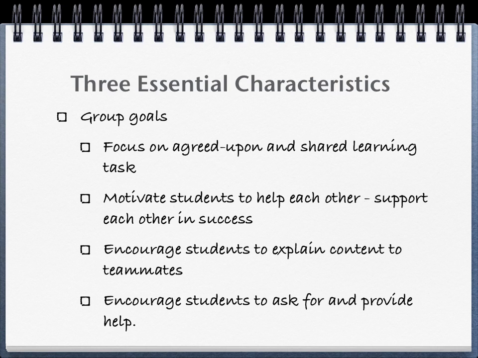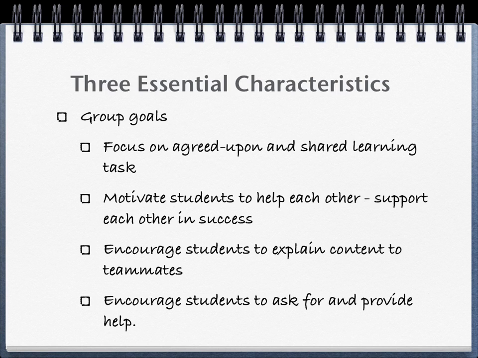So 3 essential characteristics is the group goals. They focus on agreed upon and shared learning tasks, and in these group goals also motivate students to help each other, and therefore they support each other in success. They encourage students to explain content to teammates. Students are able to help each other learn, and then encourage students to ask for and provide help.